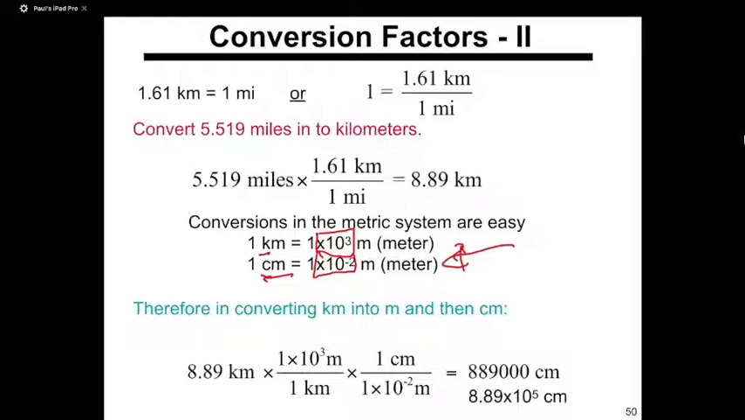And so you can see in this, kilometers will cancel out, meters will cancel out, and I'm left with centimeters because I'm given a certain amount of kilometers and I want to go to centimeters. And so conversion of the prefixes takes 2 multiplication steps.